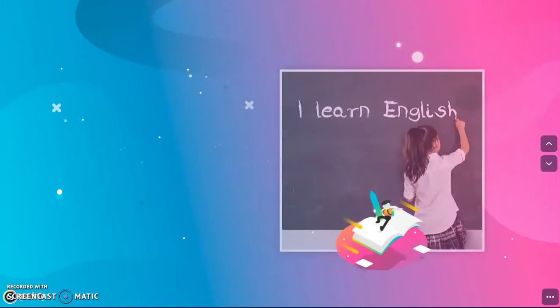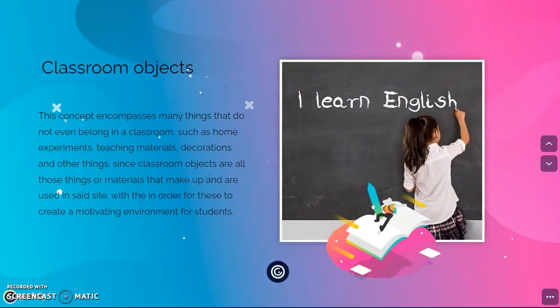Well, now we have the classroom objects. This concept or term encompasses many things that do not even belong in a classroom, such as home experiments, teaching materials, decorations, and other things. Since the classroom objects are all the things or materials that make up and are used inside, in order to create a motivating environment for the students.